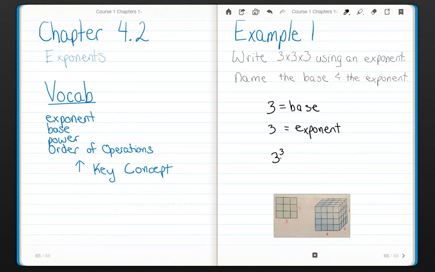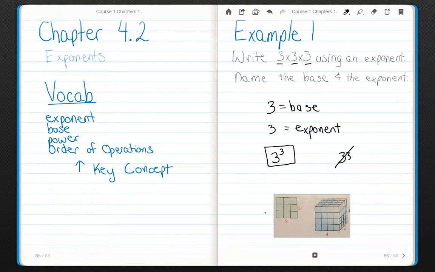Now it is very important that your exponent is small and it is raised up here in the corner so that it does not look like this. This looks like a very sloppy 33, not 3 to the third power. This is a no-no. You want your exponents to look like this, okay? 3 is my base, it's my factor. 3 is my exponent, it's how many of them, 1, 2, 3, I'm multiplying together, so 3 to the third.